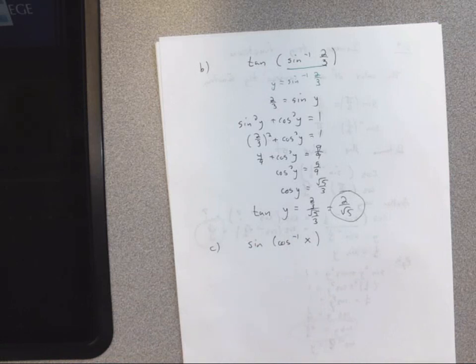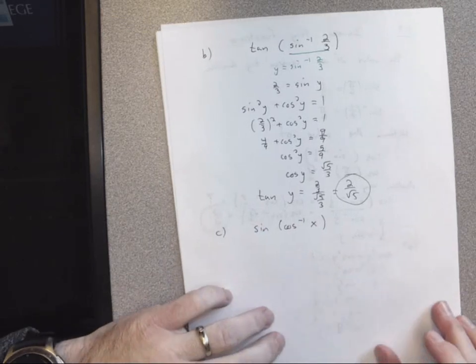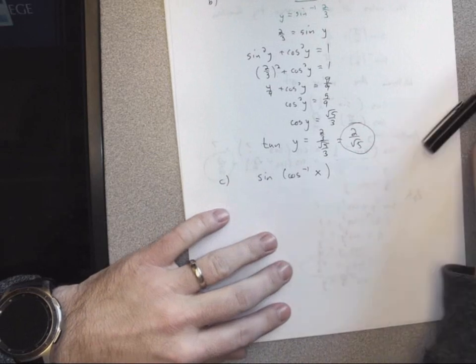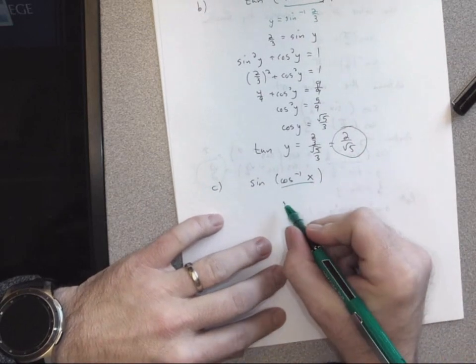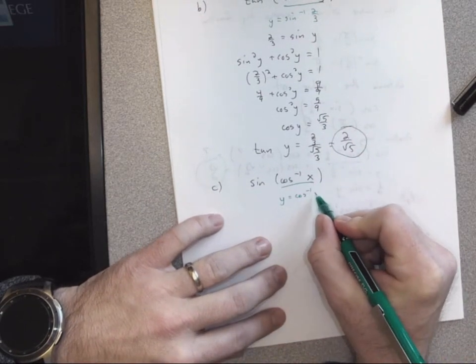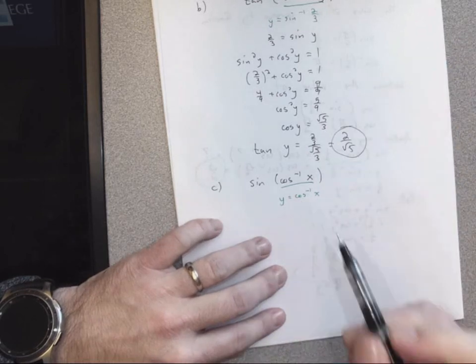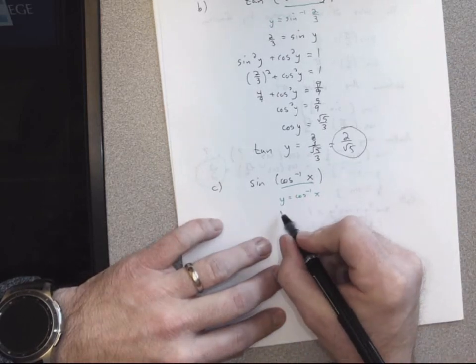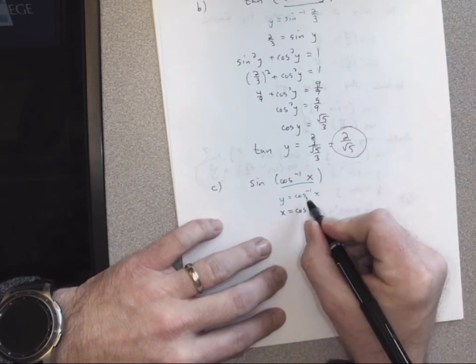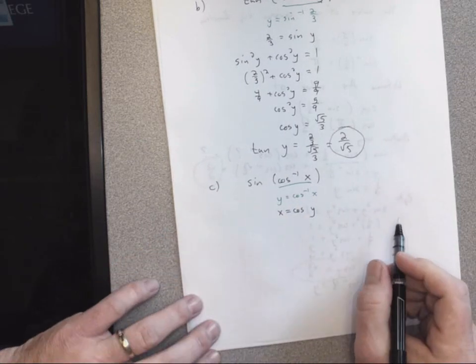What if I do it instead of having a number? What if I have a variable there instead? Well, nothing changes. We're still going to call y, so y is equal to the cosine inverse of x. And then we're going to turn a cosine inverse into a cosine, so I'm going to switch the input and output when I take it from inverse to function.